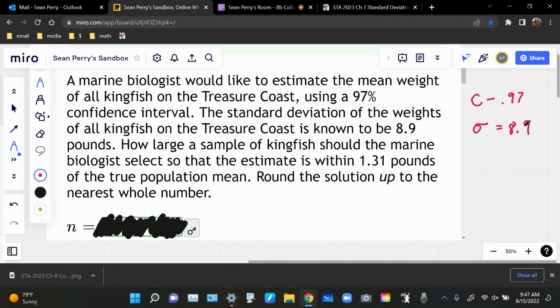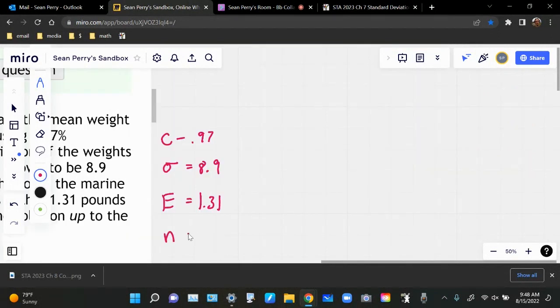How large should the sample be so that the biologist's estimate is within 1.31 pounds? This is giving us our margin of error. It's telling us what amount of wiggle room I need to give around whatever estimate I take to be 97% confident that the true population mean is in there somewhere in that interval. So the question here is really, what is n? What should the sample size be?